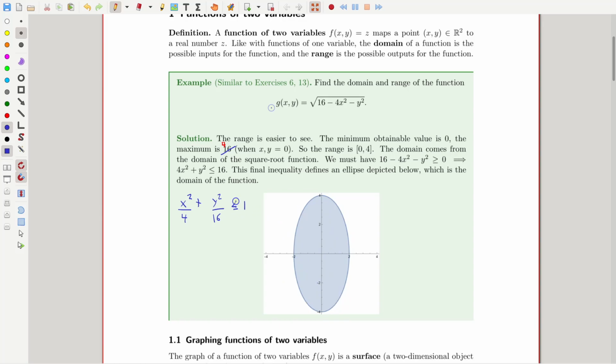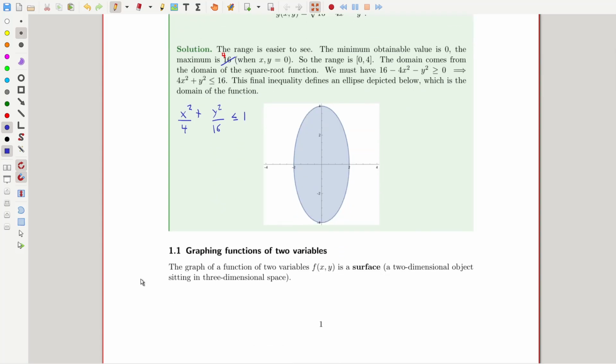The inequality, the fact that it's less than or equal to 1, means that you're shading inside the ellipse. If this was greater than or equal to 1, you'd be shading outside of the ellipse. And of course, the equals means that we include the boundary, the ellipse itself. So that is the domain for this function. It's defined by this inequality, or pictorially, we can say it's this shaded region.